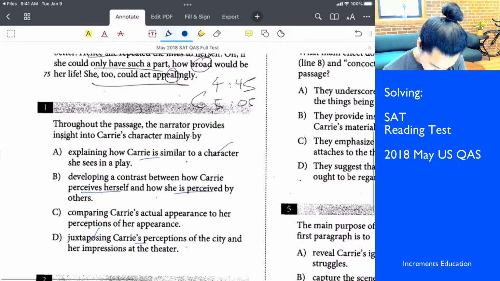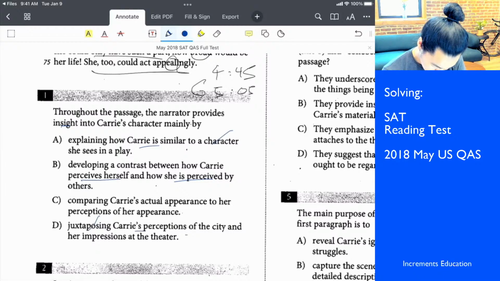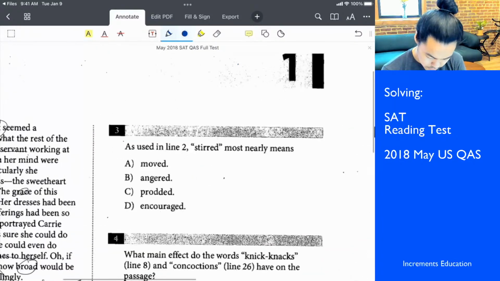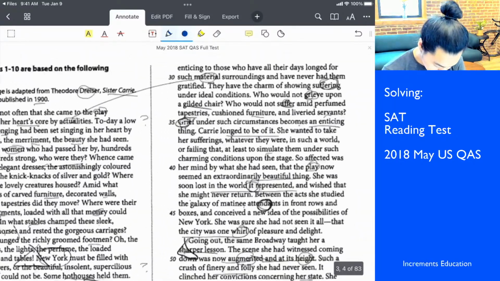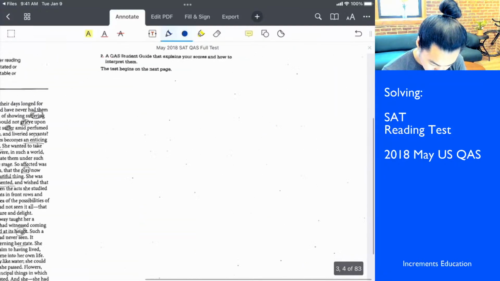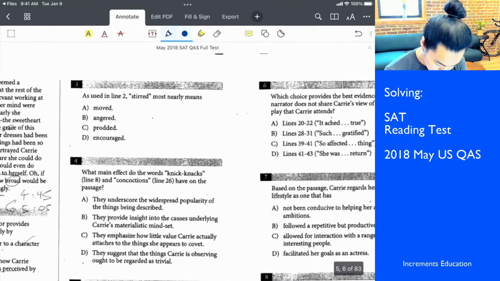What? No. Maybe B. Actual and perceptions? No. Okay. Maybe D. Okay, I'm a little confused honestly by this. That's not the way I would have described it. Line 2, stirred most nearly means: it was not often that she came to stirred to her court by moved. Okay, so that's moved. 5:50.